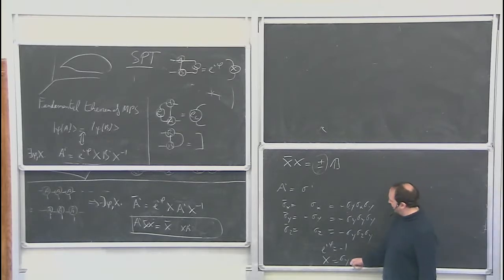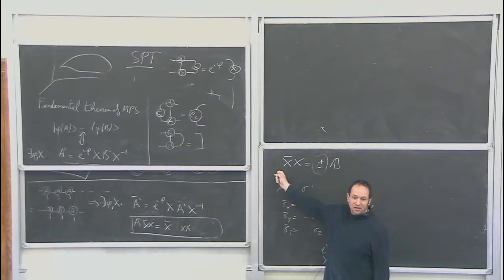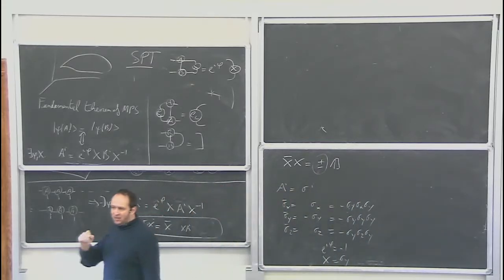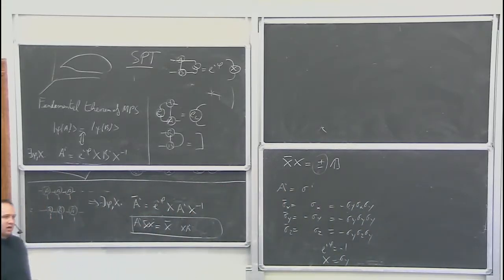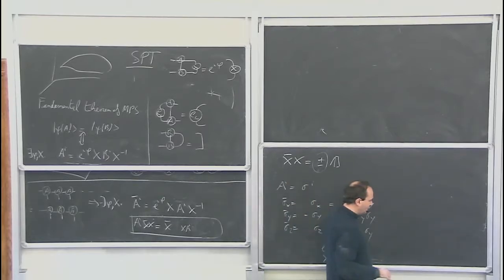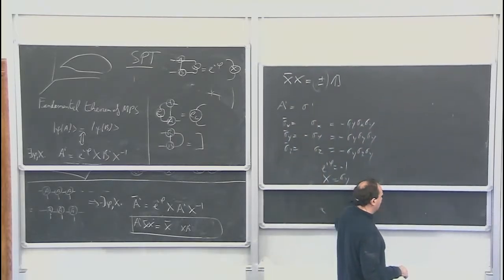Take sigma y times its element-wise conjugate, and you get minus 1. So that means that indeed this AKLT chain is topologically protected under time reversal. If you only allow for paths that all preserve time reversal symmetry, you will not be able to connect this to the trivial state.